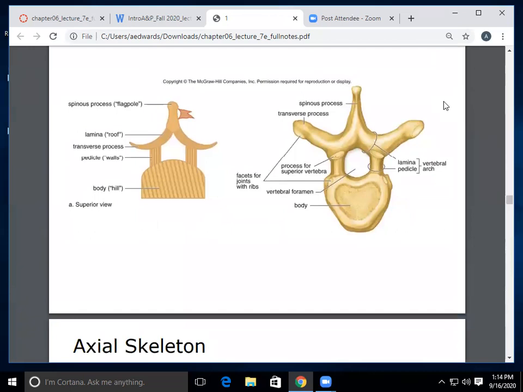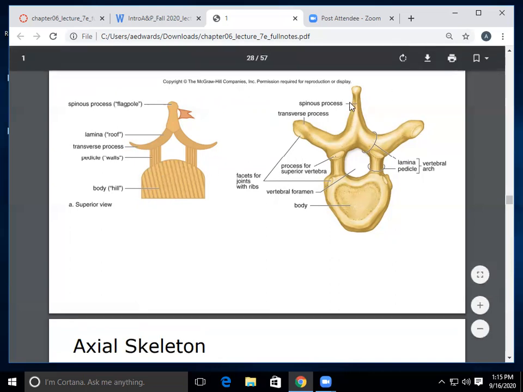All right, so here's a view. Vertebrae, some different structures you need to know. Here's the spinous process. If you think about it like a house, you have your flagpole, which is your spinous process, or your chimney. The lamina forms your roof. The ends of that roof, you have what we call transverse process because they're sticking out horizontal. All right, the walls, we call those pedicles. And basically the foundation or the hill, we call it the body. And it's the basic structure.